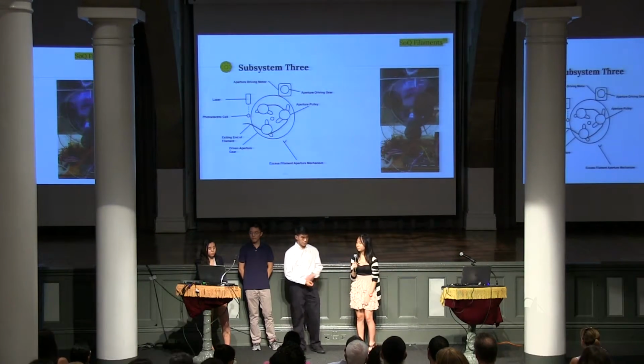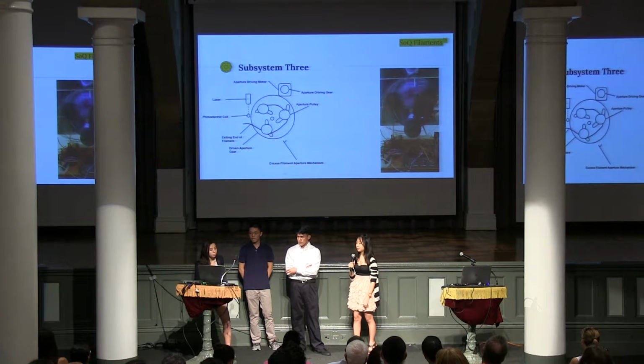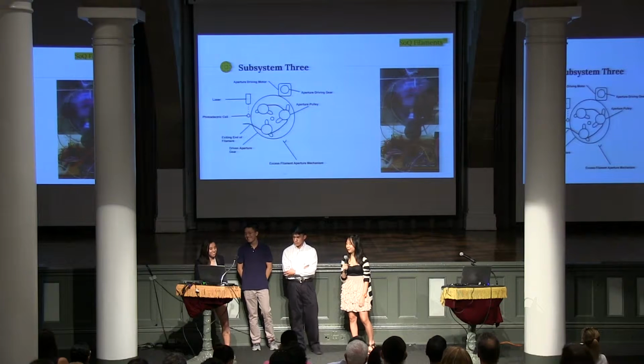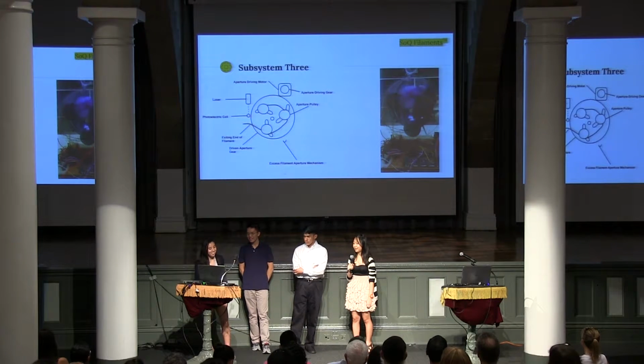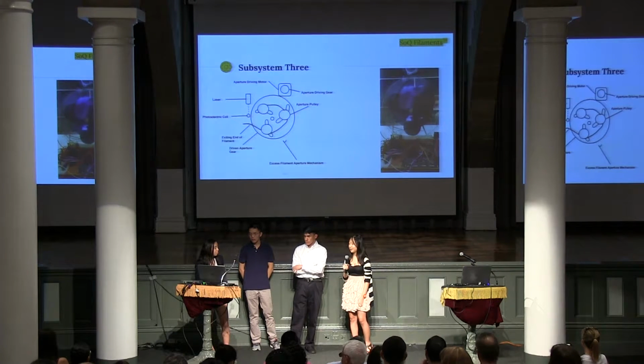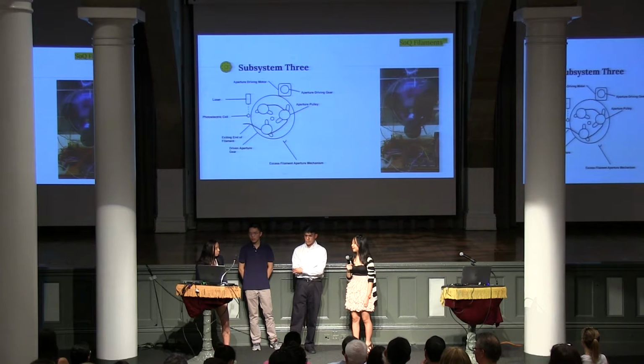For subsystem 3, this is where the excess filament is stored. The filament goes through the 3 pulleys, and then it creates a tolerance by the pulleys moving towards the center, such that the filament can be joined while the printer is still printing.